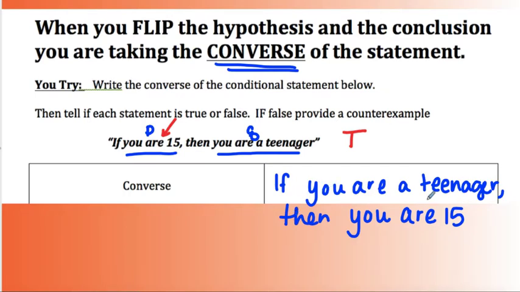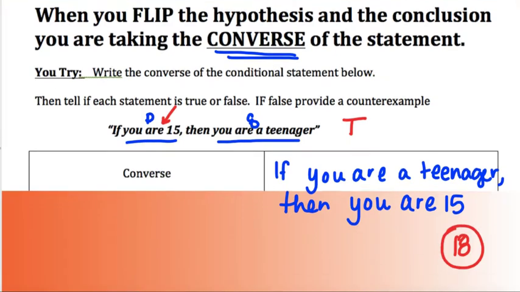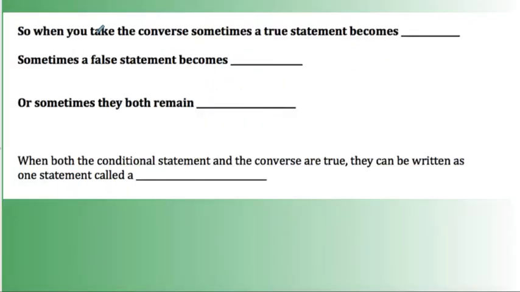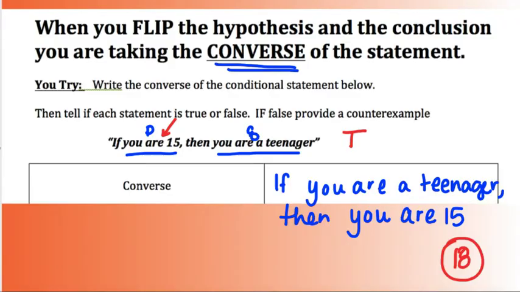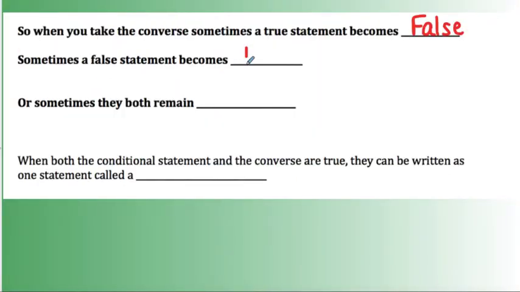But if you're a teenager, then you are 15. I changed the meaning of it, didn't I? You could be a teenager and not be 15. You could be 18. So 18 would be a counterexample. All right, so when you take the converse, sometimes a true statement becomes false. Or sometimes a false statement, like in that earlier example about the vertical angles, actually becomes true. Or they both remain the same. They could be both true or both false, okay?